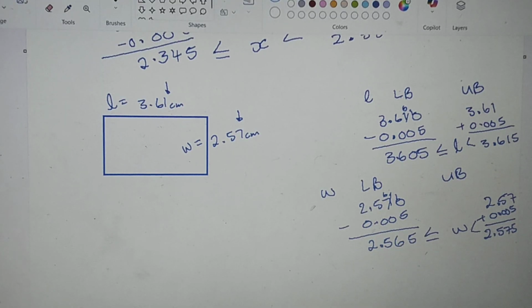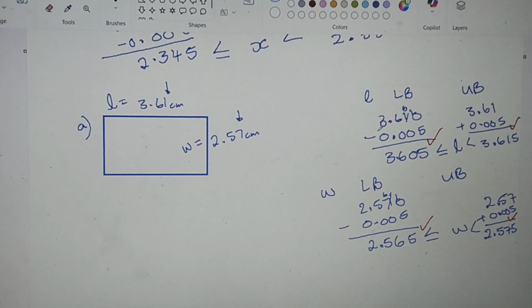All right, so that's the first part of this question. This question had a part A, and the part A was just finding out those. So I'm quite happy now. I've got my lower bound and my upper bound of the width. I've got my lower bound and my upper bound of the length. I've done what they've asked.